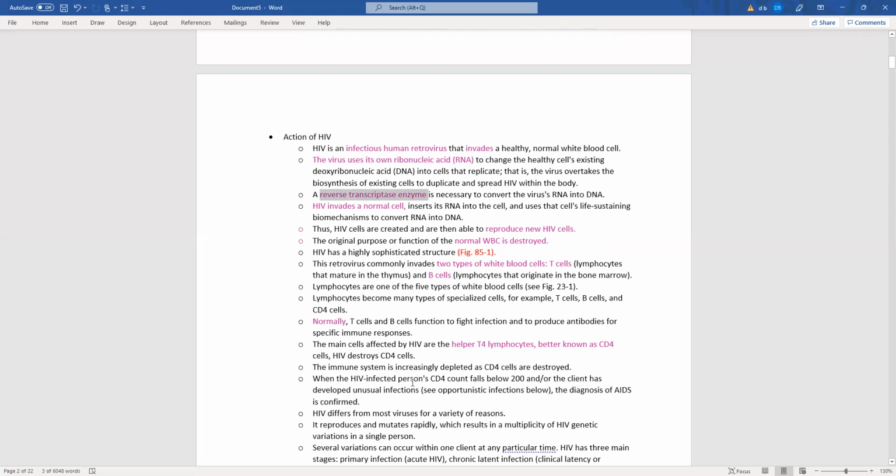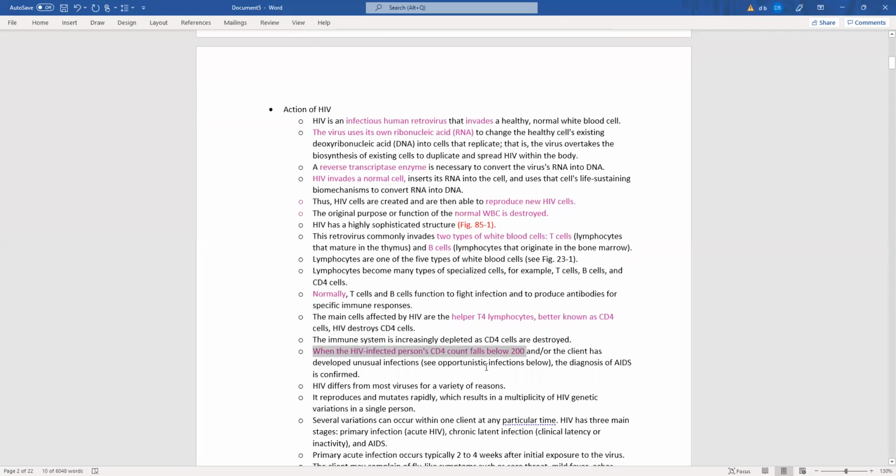So when the HIV infected person's CD4 count falls below 200, and or the client has developed unusual infections, seen as opportunistic infections, which we'll see in a second, the diagnosis of AIDS is confirmed. That's the diagnosis of AIDS.